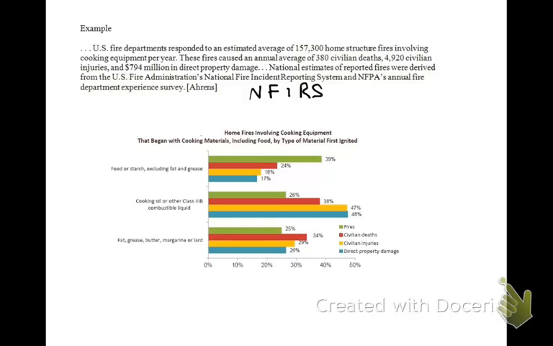Here I've included a bar chart that shows home fires involving cooking equipment that began with cooking materials, including food, by type of material first ignited. If you look, there's food and starch, excluding fat and grease, and then there's cooking oil or other combustible liquid, and then fat, grease, butter, margarine, or lard. And it's kind of broken down by the percent that resulted in fires, civilian deaths, civilian injuries, and direct property damage.